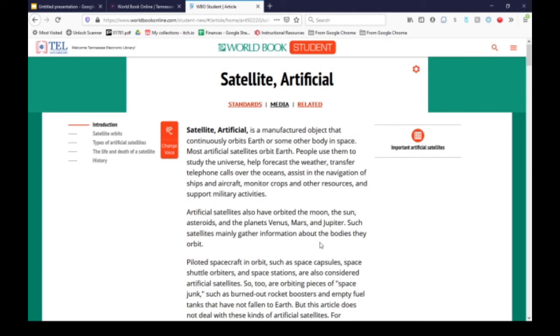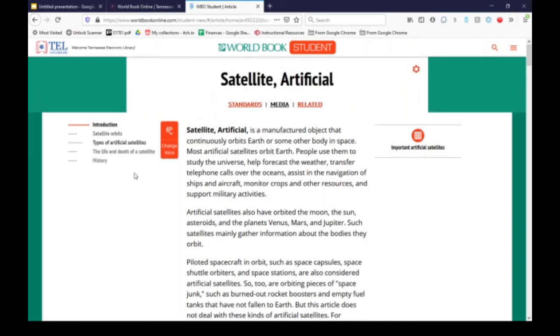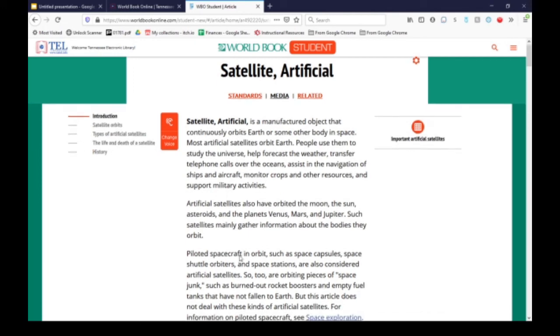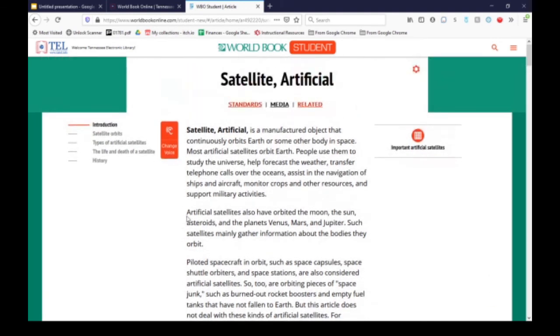And hey, you can actually scroll down and find out, like it says, satellite orbits, types of artificial satellites, the life and death of a satellite, history. So you can find out like when artificial satellites started being made. How long does a satellite usually last up in space, and if there's been satellites anywhere else, which turns out they've been on the moon, or around the moon, around the sun. No satellites could be on the sun; they would burn up, right? Around the moon, the sun, asteroids, and the planets Venus, Mars, and Jupiter. All right, cool.